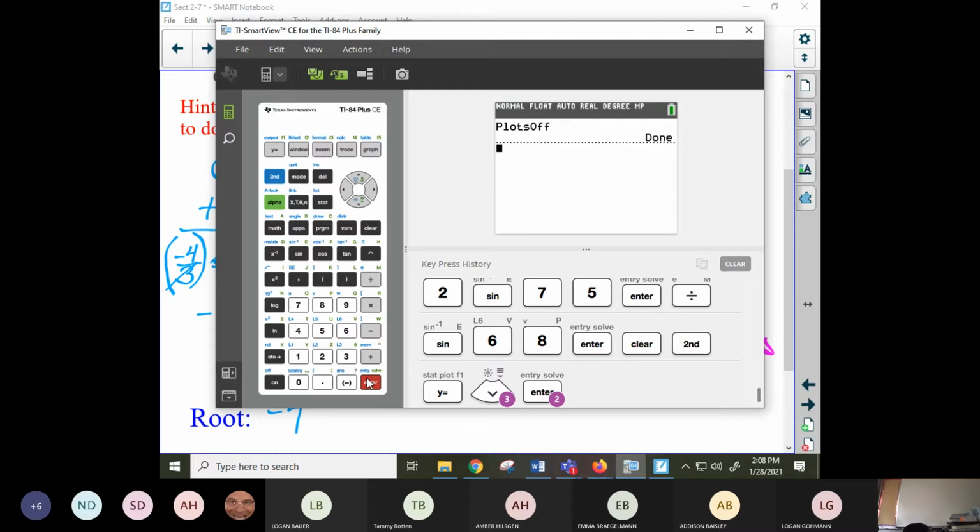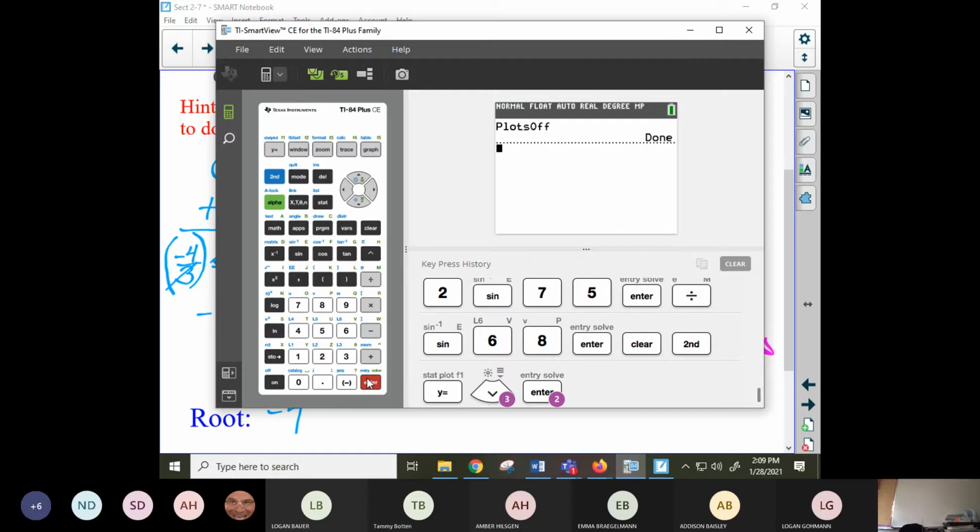Now, do you have to do this every time you graph? No. But if you ever graph and you get an error message, a lot of times it'll say something like invalid dimension. That means go and see if you have a stat plot on, okay? Now, we're going to try to plot that line, and I just need to get some notes so I know what I'm punching in.